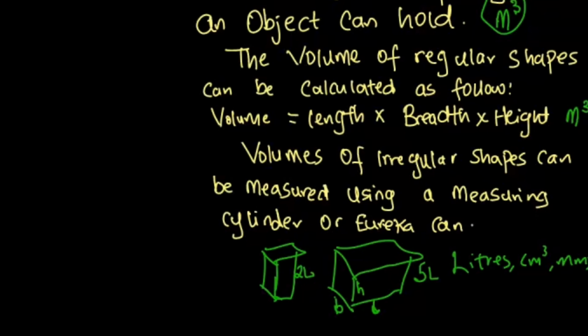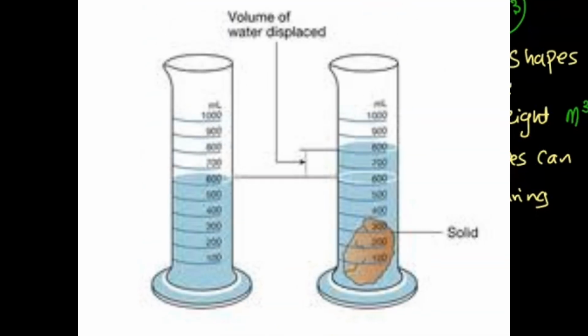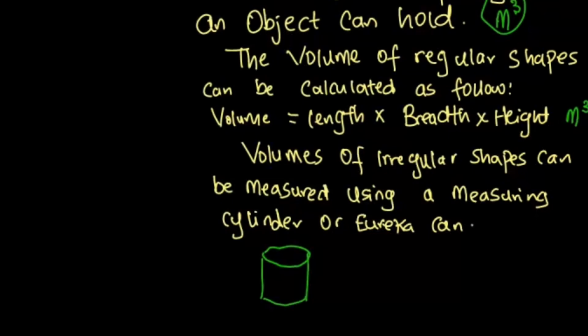Then for an irregular object, that means we cannot clearly tell the length from the breadth or the height. So for such a shape, we use what we call a measuring cylinder, or better, a Eureka can. So what is the principle behind using a measuring cylinder? Let's say we have a measuring cylinder and we fill it with water to the brim. An irregular shape can just be a stone, something like this.